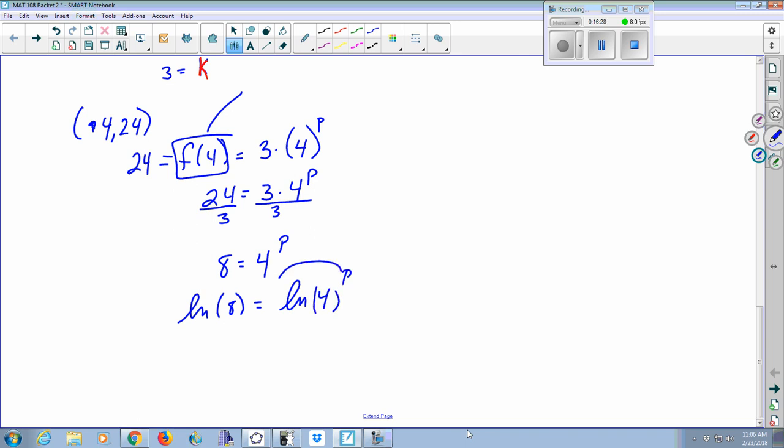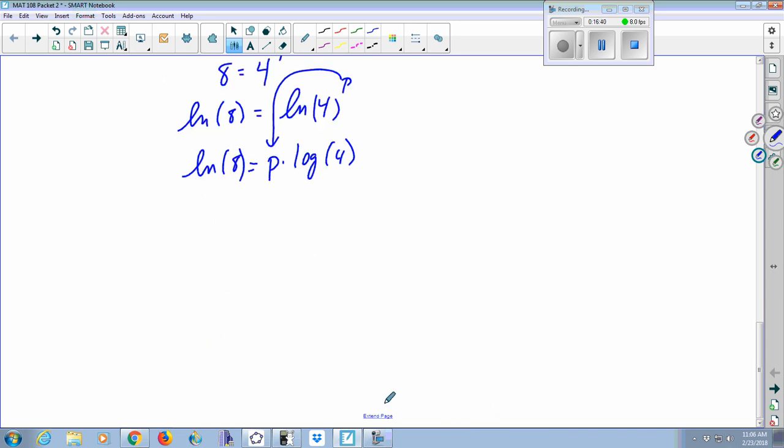The p comes down in front with our log property. And now I solve this equation, which now looks just like a baby linear equation. Some number times p equals another number. I divide both sides by log of 4.